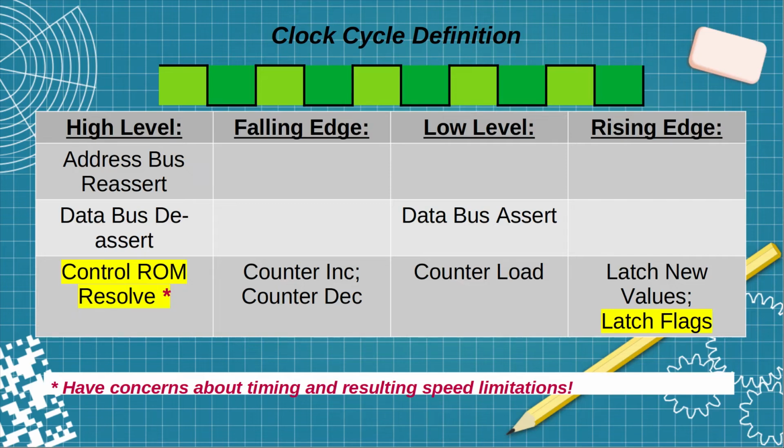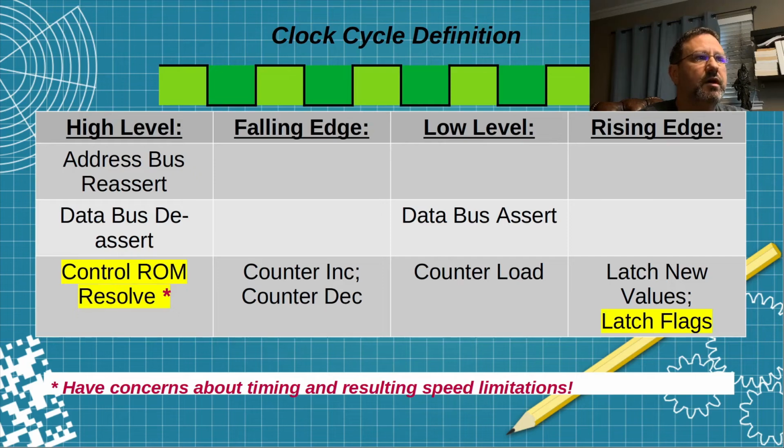So this then updates our clock cycle definition. And the 2 things that I've added now are highlighted. I'll start on the right. Latching the flags is going to happen at the same time we latch new values. But on the left, the control ROM resolve, which is the 150 nanosecond latency, the time it takes to resolve that control word from the control bits that go into it, the instruction and any of the other bits that are set, is going to take some time, and I'm anticipating that that's going to happen on the high level. We want to have that resolve as quickly as possible so that we can latch what that control word is.